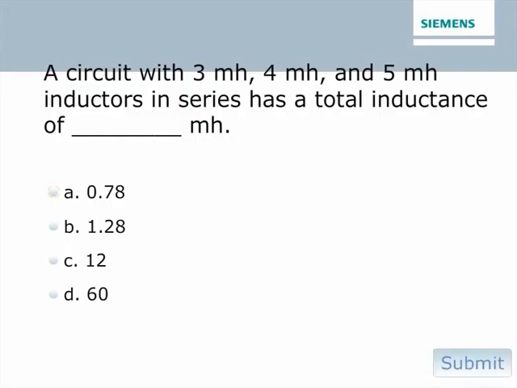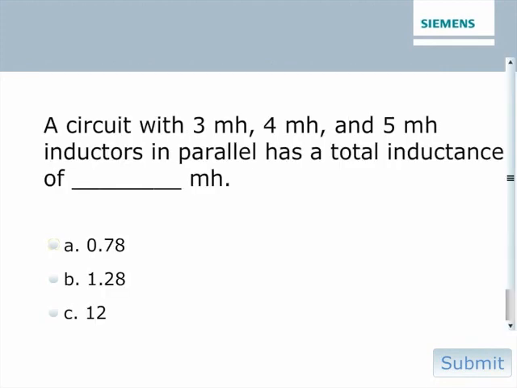Question 2. A circuit with 3 mH, 4 mH, and 5 mH inductors in series has a total inductance of blank mH. Is it A, 0.78, B, 1.28, C, 12, or D, 60? Question 3. A circuit with 3 mH, 4 mH, and 5 mH inductors in parallel has a total inductance of blank mH. Is it A, 0.78, B, 1.28, C, 12, or D, 60?